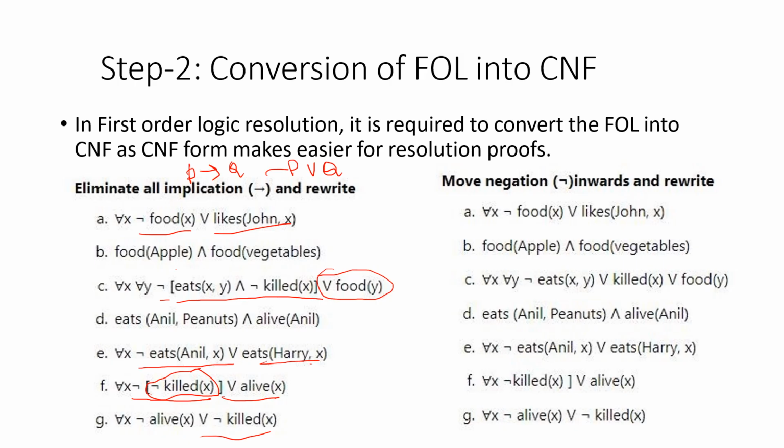Then we move the negation inward. Here we can see there is no change, no change. In the third one, the negation is going inside. So the negation of eat(x, y) will become, here we have and, and will become or, and not killed will become killed(x). Remaining no change, and remaining all close, there is no change.